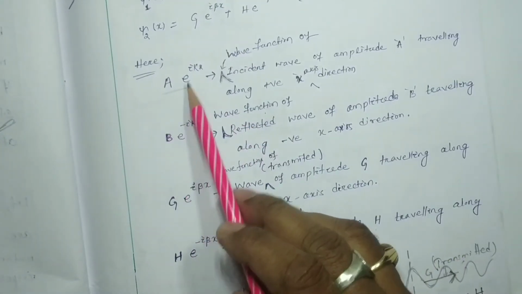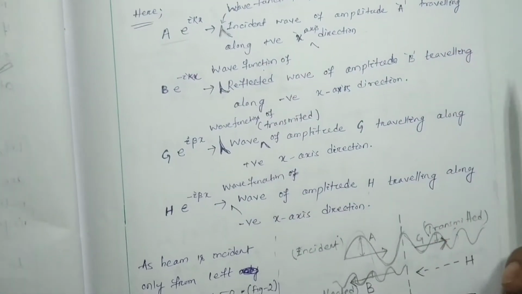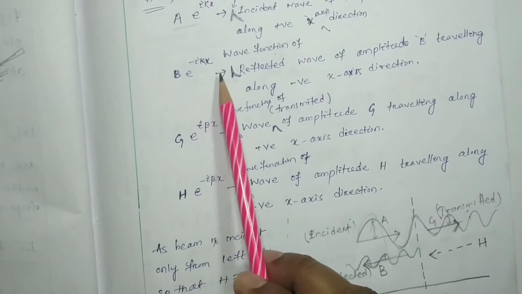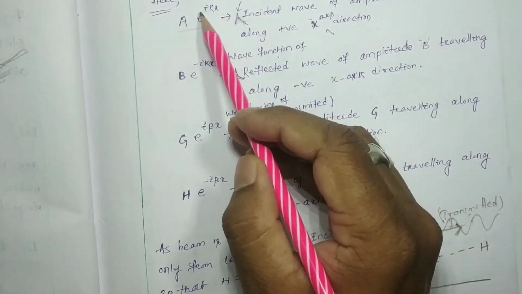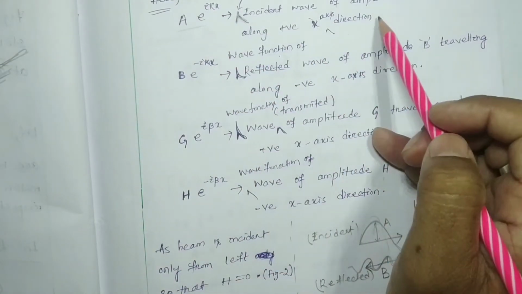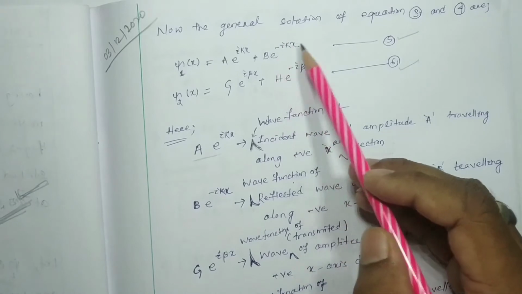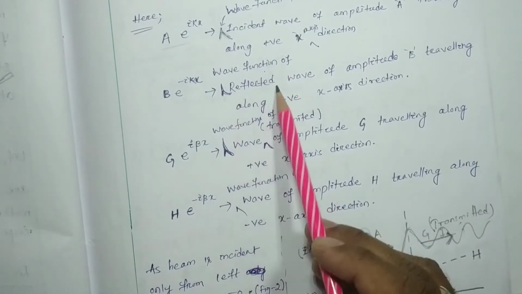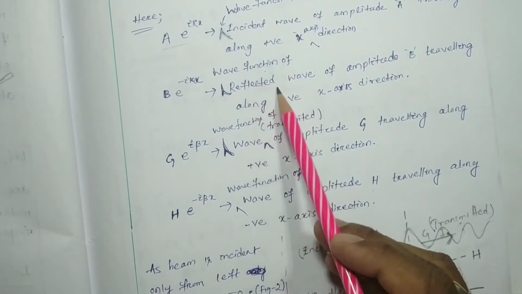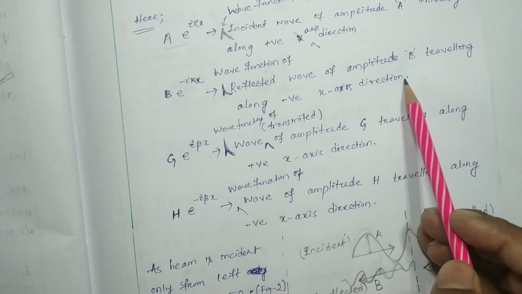So A e^(ikx) is nothing but the wave function of the incident wave, which is traveling along the positive x-axis direction, because this is plus ikx, and B e^(-ikx) is nothing but the wave function of the reflected wave of amplitude B traveling along the negative x-axis direction.